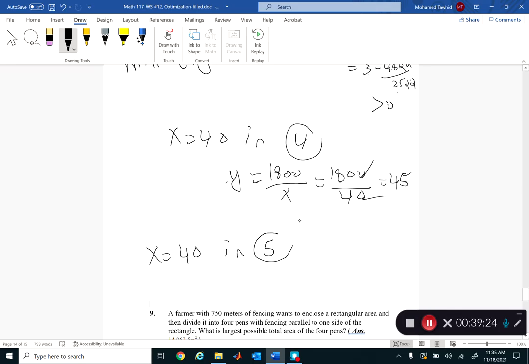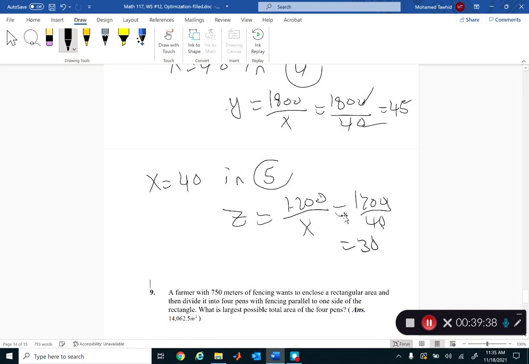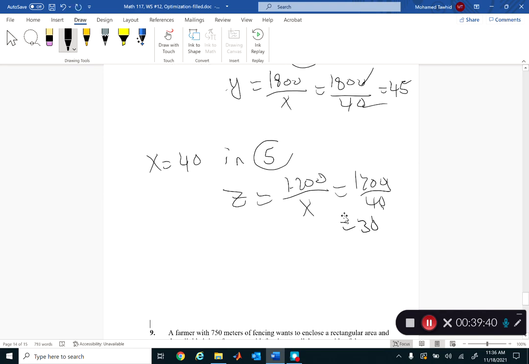What is equation number 5, guys? Equation number 5, to get z, is 1200 over x. 1200 over x. What is x here? Over 40. So 0 cancels with 0. So you get 30. So your x equals 40, and your y equals 45, and your z equals 30.